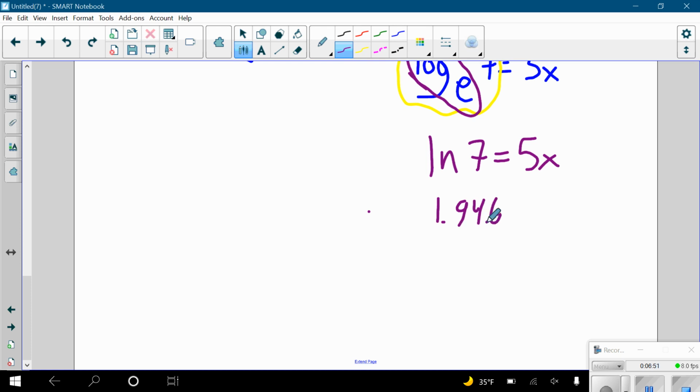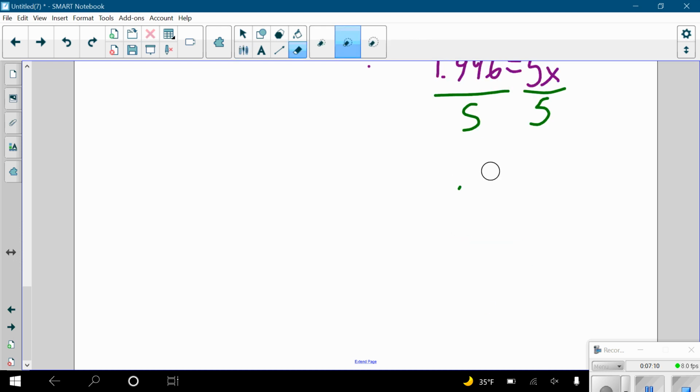1.946, I'm going to round the 5 up, equals 5x. And now I got to do a tiny bit more solving. What do I still have to do? I'll just divide both sides by 5. I got 0.389. And I'm done.